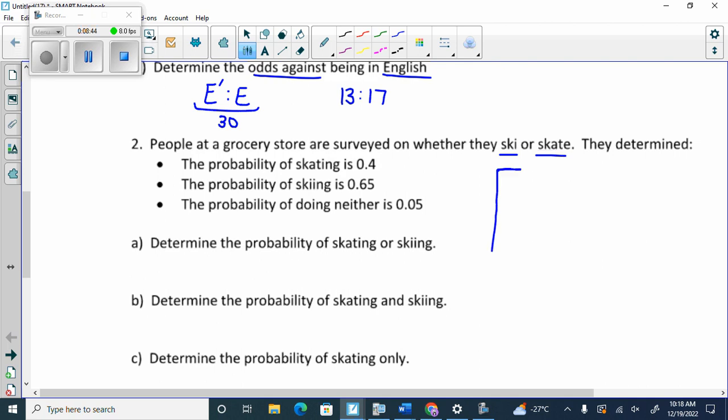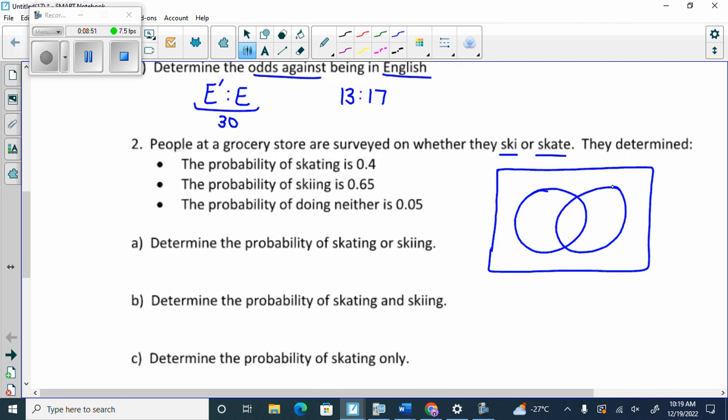But I do know that I have a Venn diagram, and they might not overlap, but they probably will. I know that out here is 0.05. So then, knowing that the whole probability Venn diagram totals to 1, what do these circles total to? 0.95. We agree? So if I add up skating, which is 0.4, and the probability of skiing, which is 0.65, it ends up being 1.05, which is a problem because the whole Venn diagram can only add to 1, so I know there's overlap.